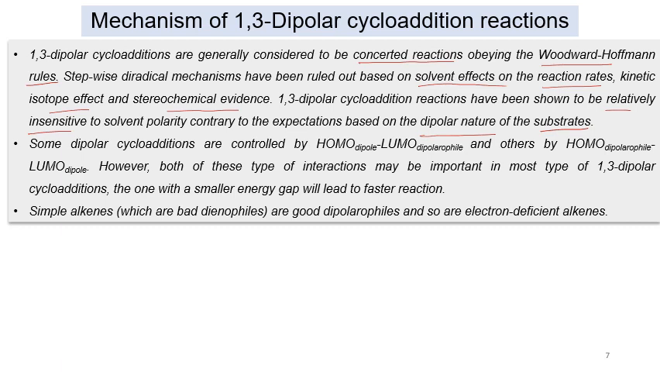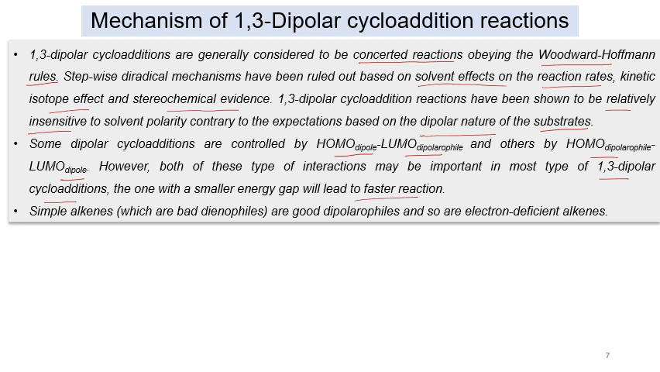Some of these dipolar cycloadditions are controlled by the HOMO-LUMO gap. You can have the HOMO of the dipole and the LUMO of the dipolarophile, whereas in some cases you can consider the HOMO of the dipolarophile and the LUMO of the dipole. Both of these types of interactions may be important in most of the 1,3-dipolar cycloadditions. What is important is that the energy gap between one of them will lead to the faster reaction.